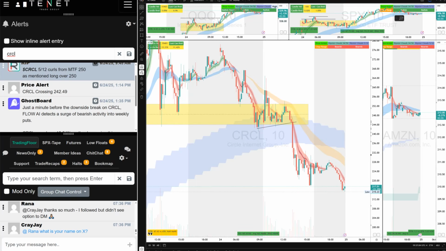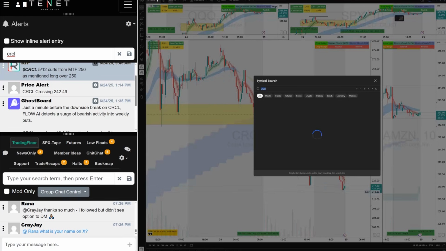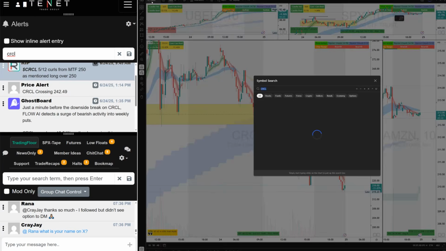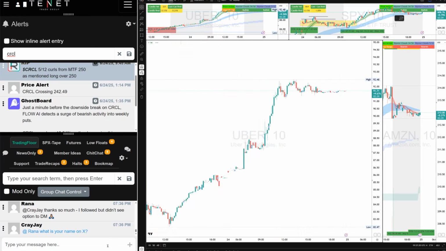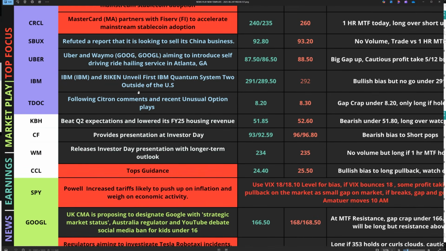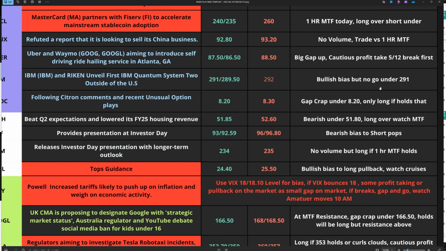All right, so what else was really good today? Let's take a look here. Uber was a good one. Uber had news in the pre-market. We had it on our game plan. Let's take a look. Uber bullish bias.